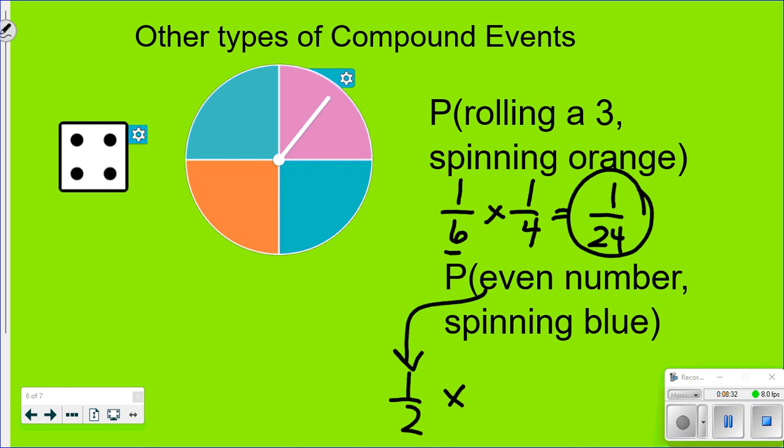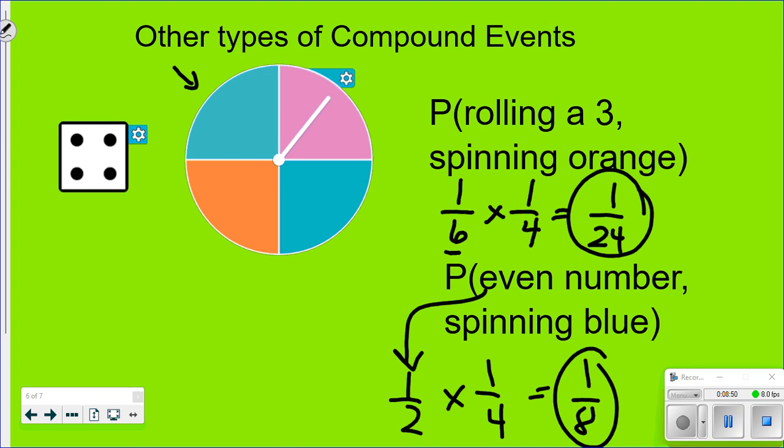And me spinning a blue, I think I only have 1 blue up here, and I think this is it. So 1 out of 4 chance of spinning a blue. Altogether, I have a 1/8 chance of rolling even and spinning a blue. So these are just other types of compound events.